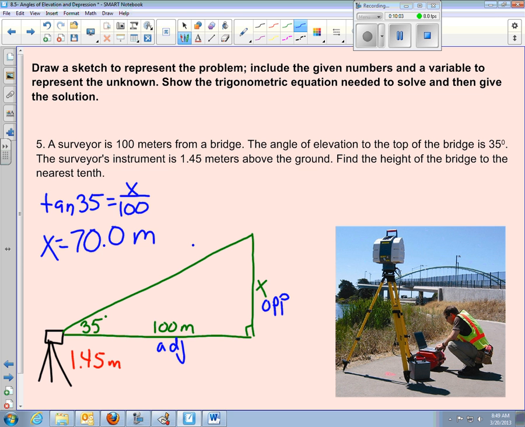But the one thing that we need to keep into consideration is that we're taking that from the surveyor's instrument, which is 1.45 meters above ground. So if we include that, our height is going to be 71.45 meters. All right, if we round that to one decimal place, that works too.